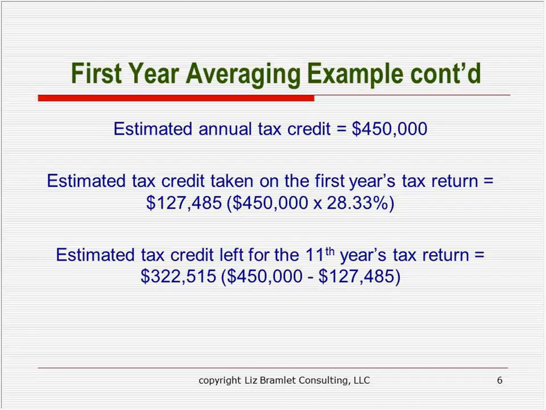So $450,000 multiplied by our average applicable fraction for the year, and we see on a year one tax return, the investor can take a credit of $127,485. We subtract that from the total credit for the year of $450,000, and we see we're going to have to leave a little over $300,000 to take as a credit on their year 11 tax return.